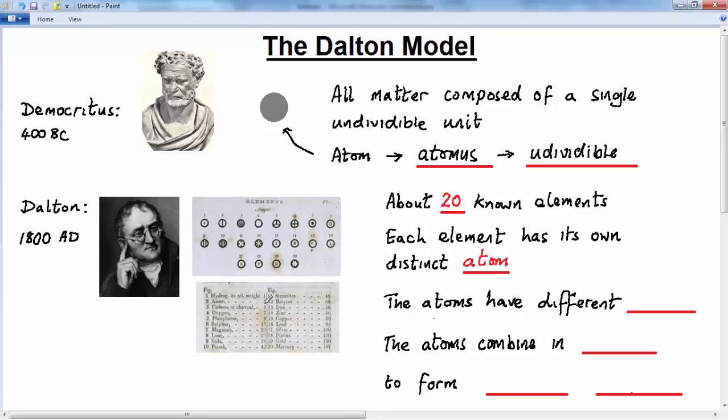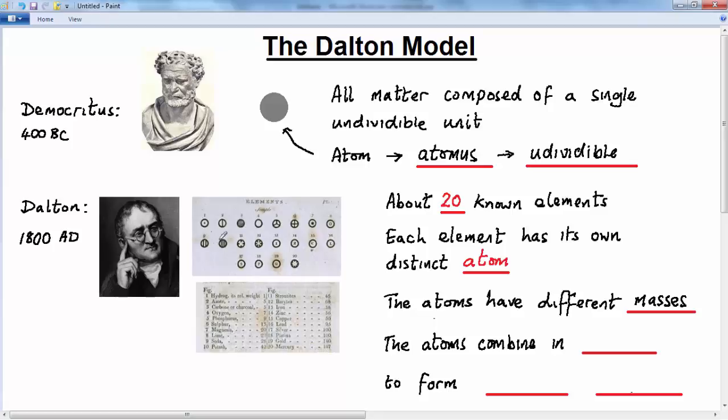Now, these estimated atomic masses aren't bad for a first attempt, bearing in mind the inadequate apparatus that he would have been using. But what is important is that he realized that the masses of each of these elements were different. So the atoms have different masses. Each atom has a different mass.